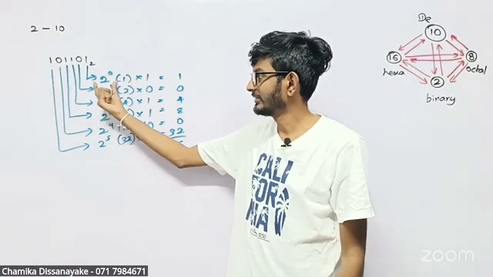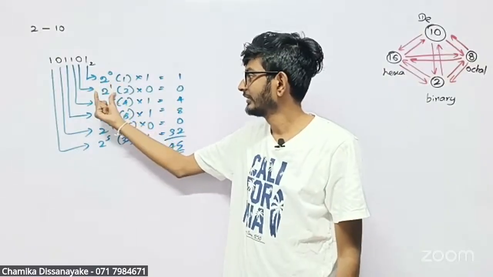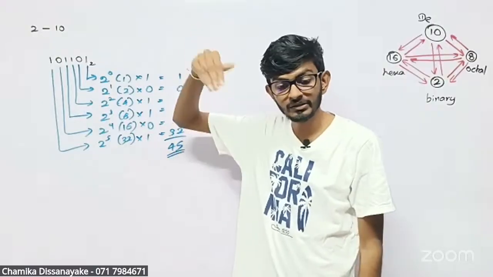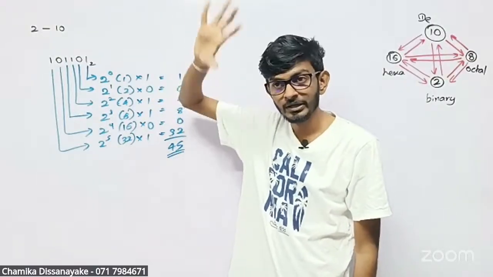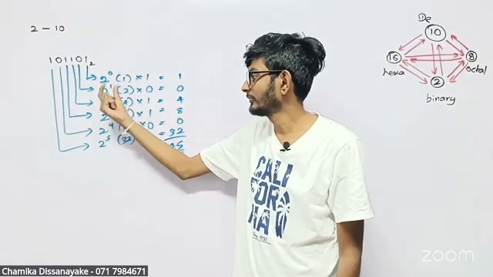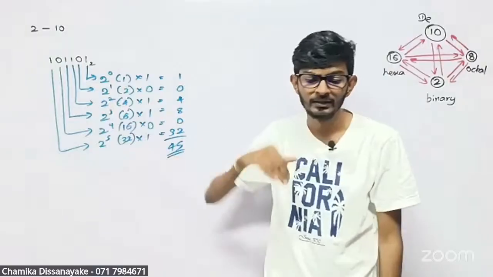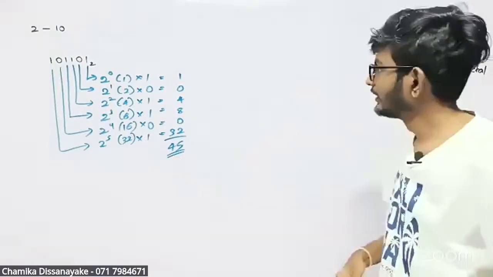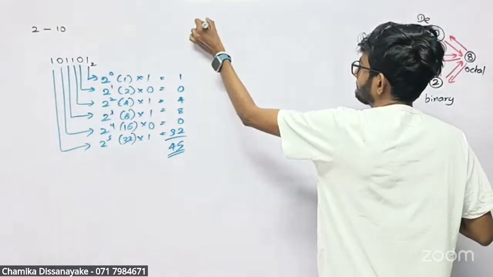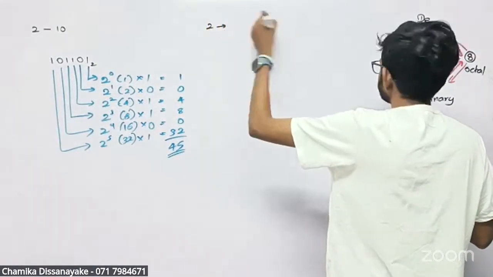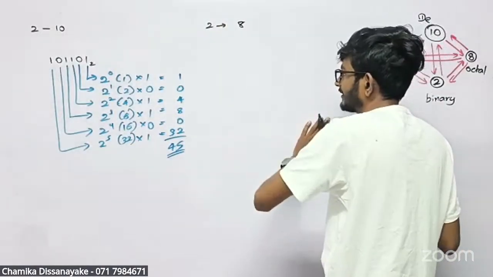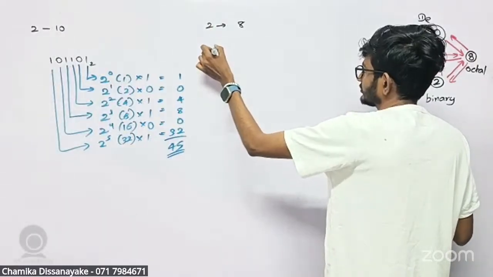You have to just change the weighting factors as 8 to the power 0, 8 to the power 1, 8 to the power 2, 8 to the power 3. If it is hexadecimal to decimal, 16 to the power 0, 16 to the power 1, 16 to the power 2. Likewise. Right. Let's convert binary to octal.